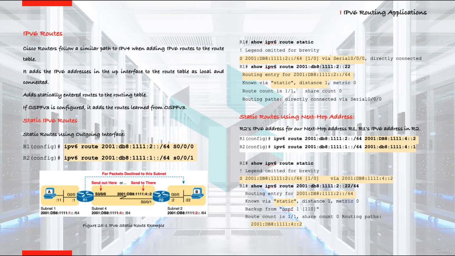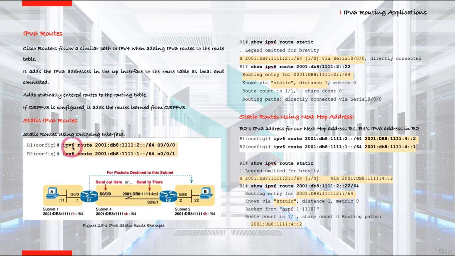Now let's look at the IP version 6 static route configuration here. We will make a lab for static route configuration. I have written the commands here as an example. I recommend you take note of these commands when you do the labs. We use the IP version 6 command, ipv6 route 2001:db8:1111::/64.